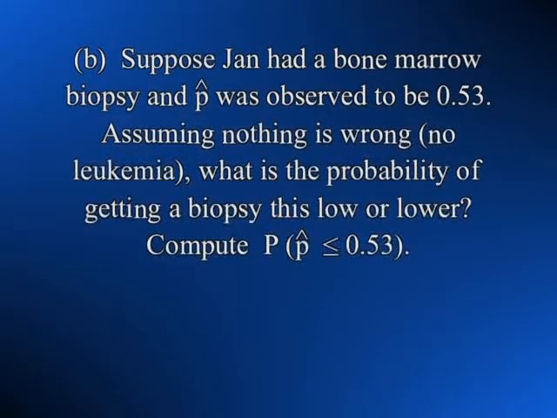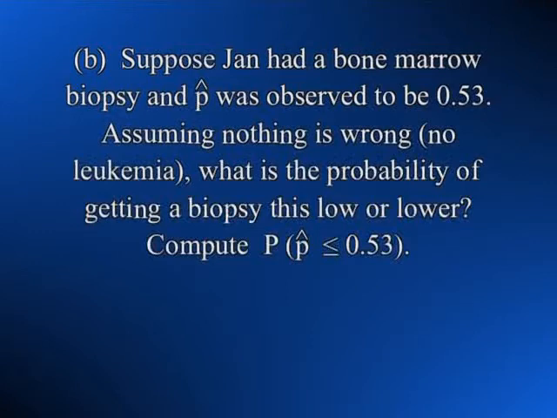Suppose Jan had a bone marrow biopsy and p-hat was observed to be 0.53. Assuming nothing is wrong, that is, there's no leukemia, what is the probability of getting a biopsy this low or lower? That is, compute the probability that p-hat is less than or equal to 0.53. Now, the process of computing this probability involves several steps. We have to change this to a probability involving x, and then change that to a probability involving z. So we're going to go from p-hat to x to z.